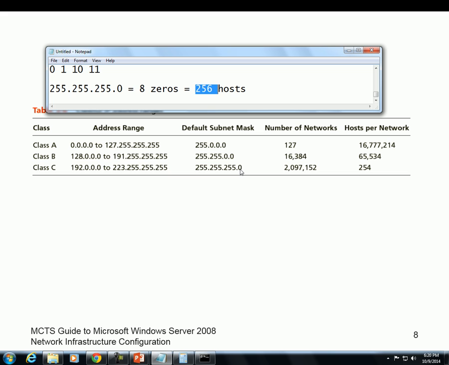Because we know there's 8 zeros, so 2 to the 8th should be 256. Well, there's only 254. Okay? Same with these other ones. They subtracted 2 from each one. You can't use the first. You can't use the last.